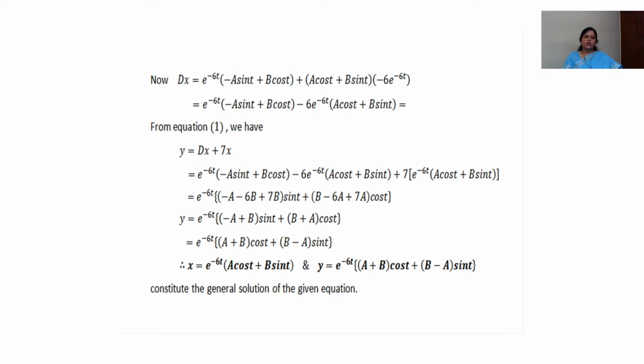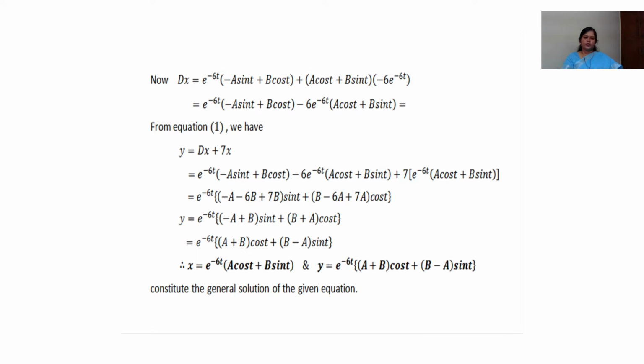So Dx is equal to e to the power minus 6t into (minus a sin t plus b cos t), plus (a cos t plus b sin t) into minus 6 e to the power minus 6t. Using the product rule, we got this. Now we are going to simplify this. So that is e to the power minus 6t (minus a sin t plus b cos t) minus 6 e to the power minus 6t (a cos t plus b sin t), we are getting.